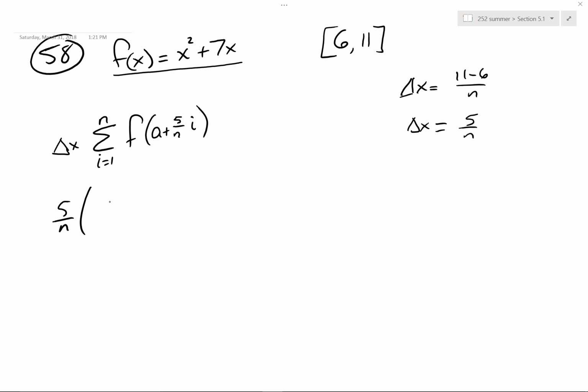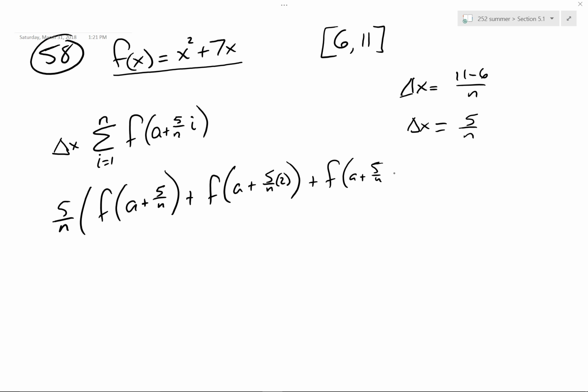What this really means is you're going to have f of a plus 5 over n, plus f of a plus 5 over n times 2, plus f of a plus 5 over n times 3, plus dot dot dot. And notice what the last one's going to be. It's going to be f of a plus 5 over n times n. Are you with me? In other words, it's going to be that plus 5. Now, what is my a? My a is 6. So 6 plus 5 is 11. And that's exactly what I wanted it to be.